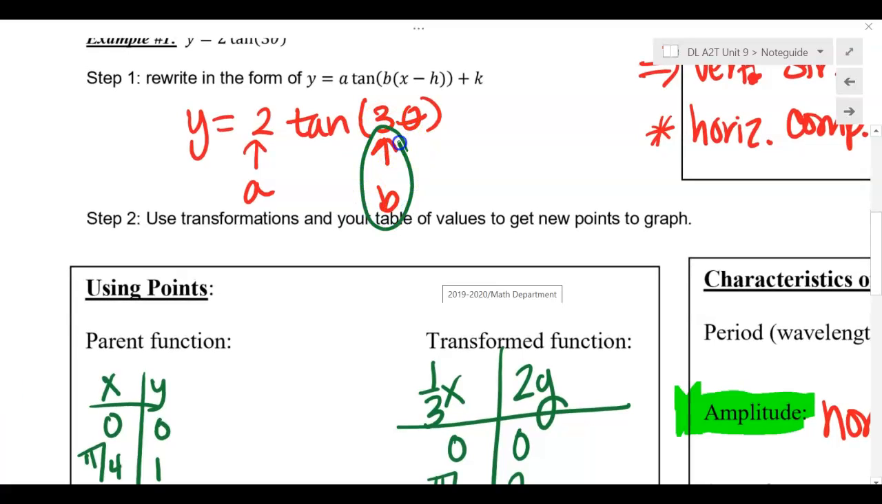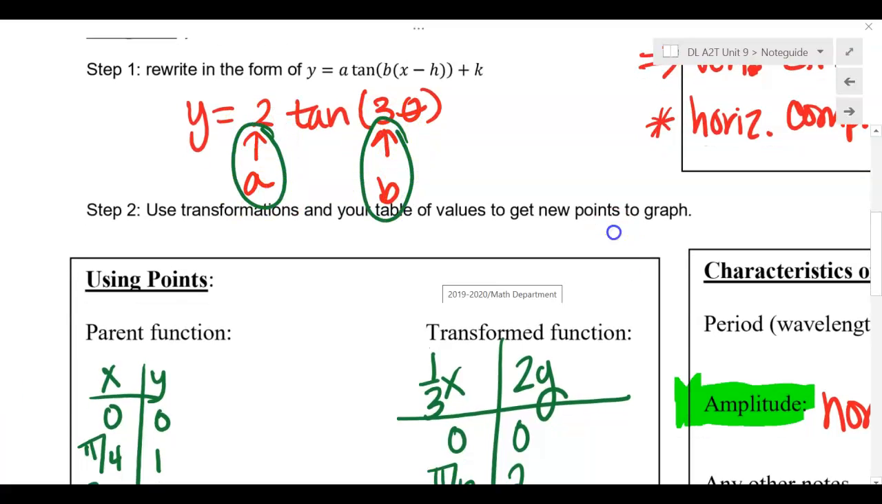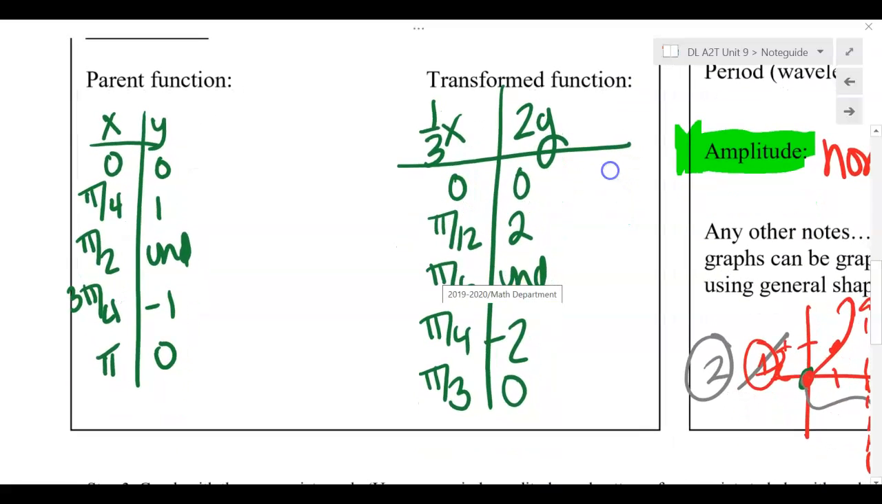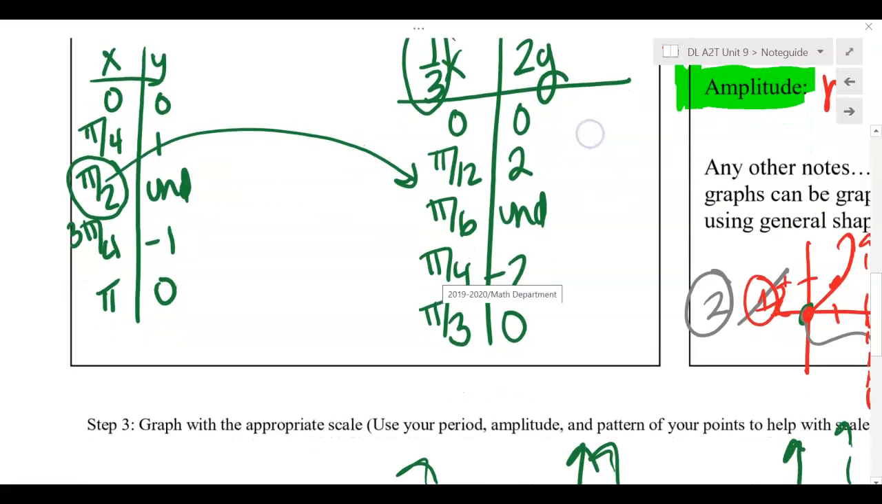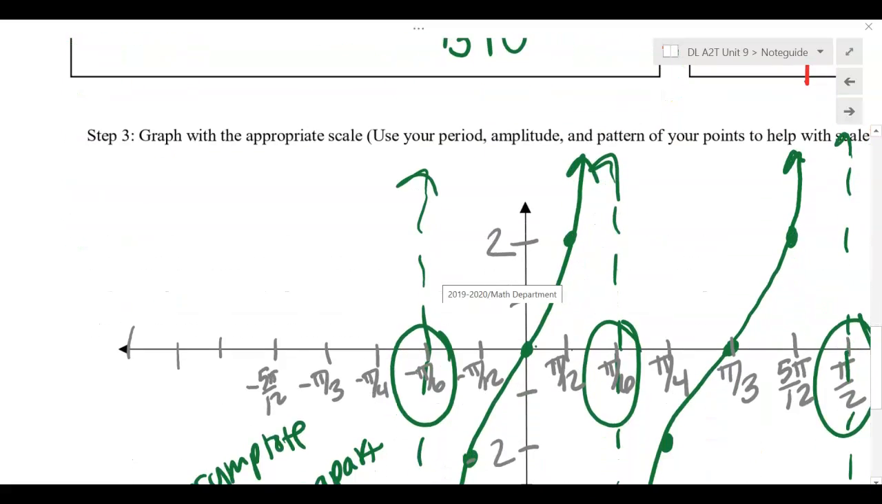This one has this a and this b value. If you make your chart like normal, you'll see that like pi over 2, the x values are getting horizontally compressed by 1/3, so that pi over 2 is becoming pi over 6. The y value is still undefined. That tells me that that's where my asymptote is. So each time I'm getting that undefined value, that's where my asymptote is.